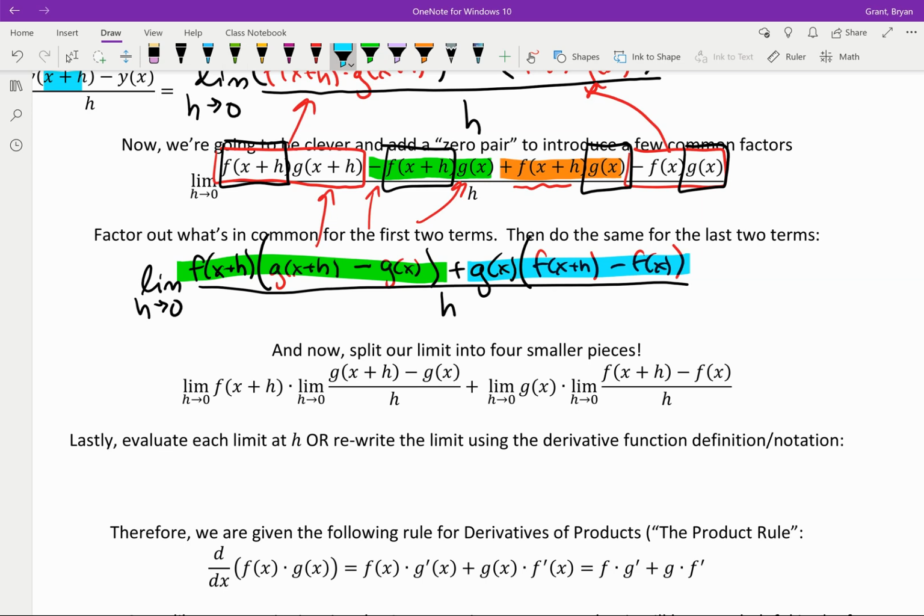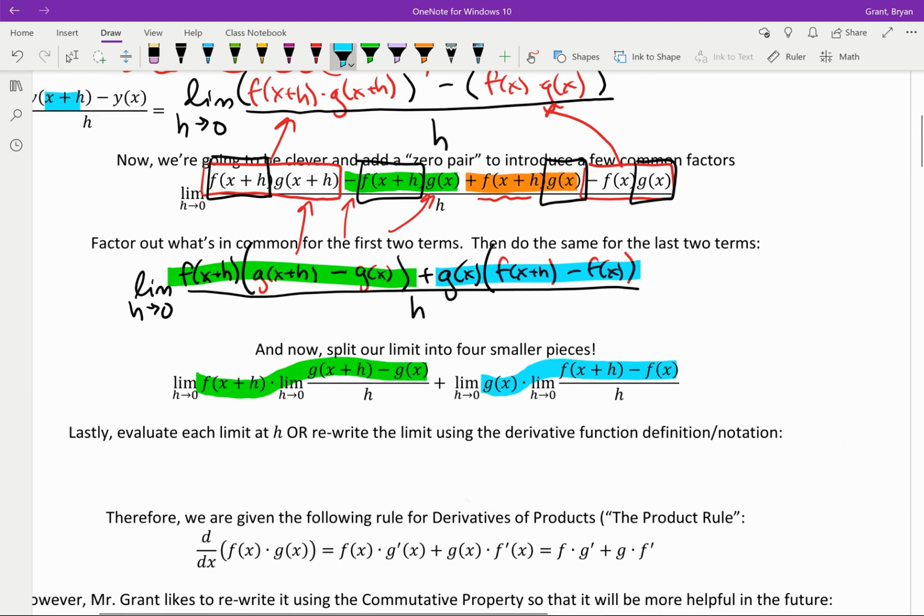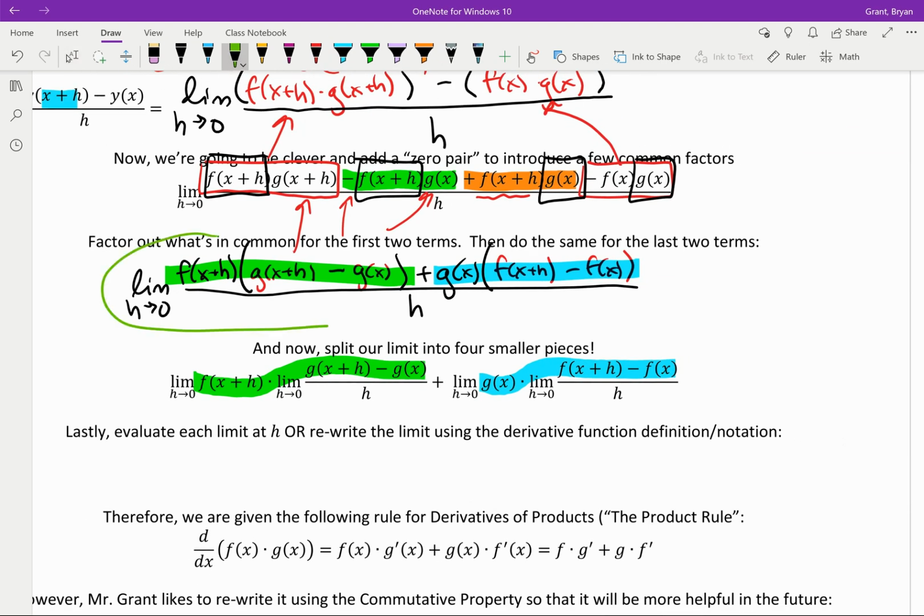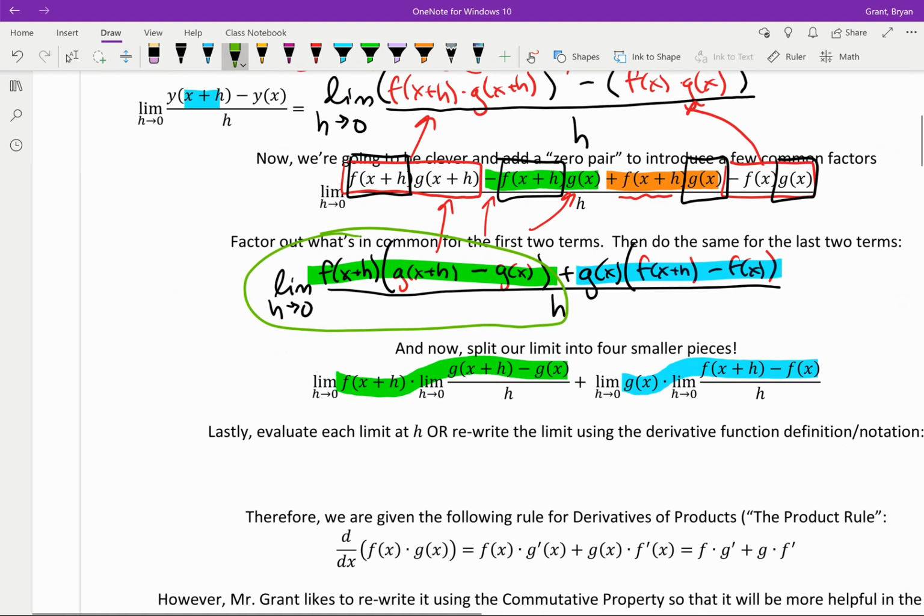So one of those fractions is right here, f of x plus h times g of x plus h minus g of x. And the other one is over here, g of x times the whole quantity f of x plus h minus f of x, and that's all over h. Now you're saying, well, it's not really all over h. There's probably a step in the middle. So what I'm going to show right here is just how I split part of this, and then the rest should become fairly apparent.